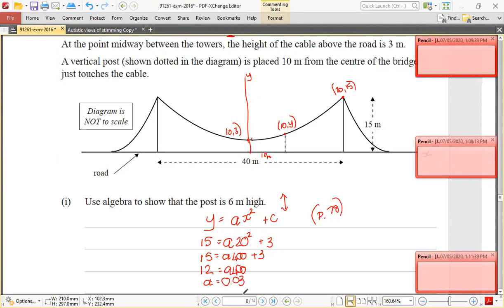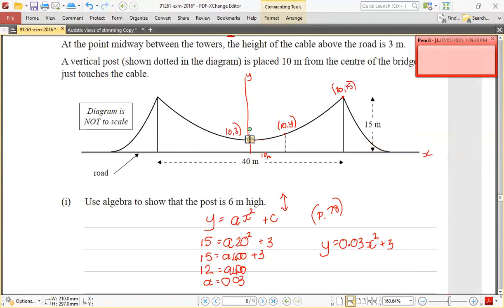What can we do with it? Remember, this is the equation. So now we know that y equals 0.03 x squared plus 3. Does that help us? Yes. And you can put 6 in for y. Well, no.